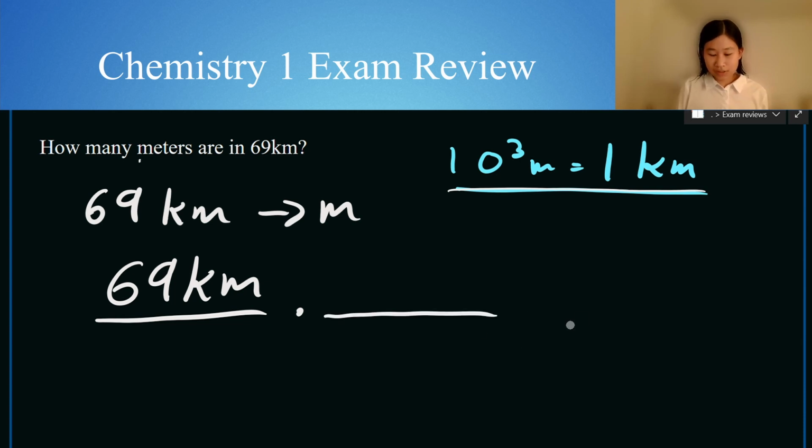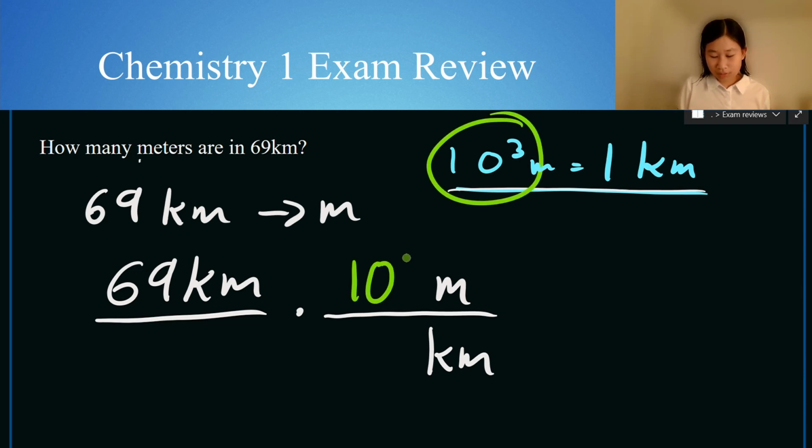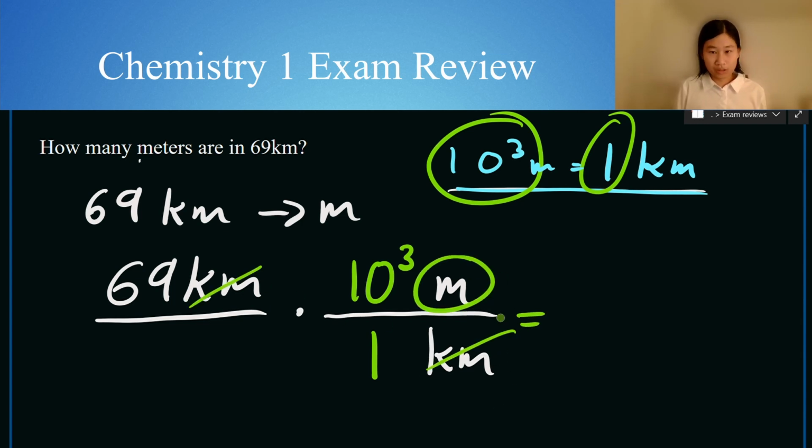Now, how will I do this? Well, I need to cancel out kilometers, so I will put the unit of km on the bottom and meters on the top. And I will put the corresponding numbers. So I have 10 to the 3 meters, and I have 1 kilometer. Kilometers on the top and bottom, these cancel out, leaving me with meters, which is what I want.